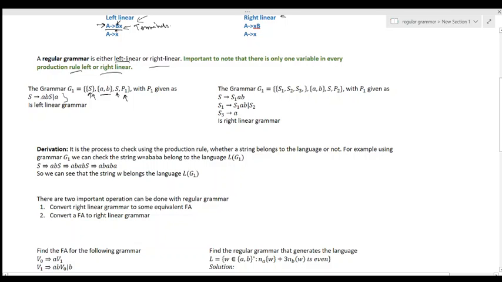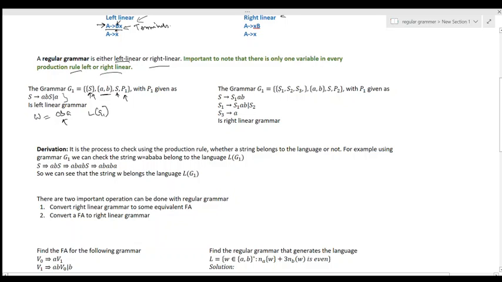So here we have a, b as the terminals, then S, then A. If I want to verify whether the string, suppose w equals ABA, belongs to the language of G1, we need to use this production rule step by step. We will see in the next topic of this lecture series how we use this production rule to check whether a string belongs to that particular language or not.